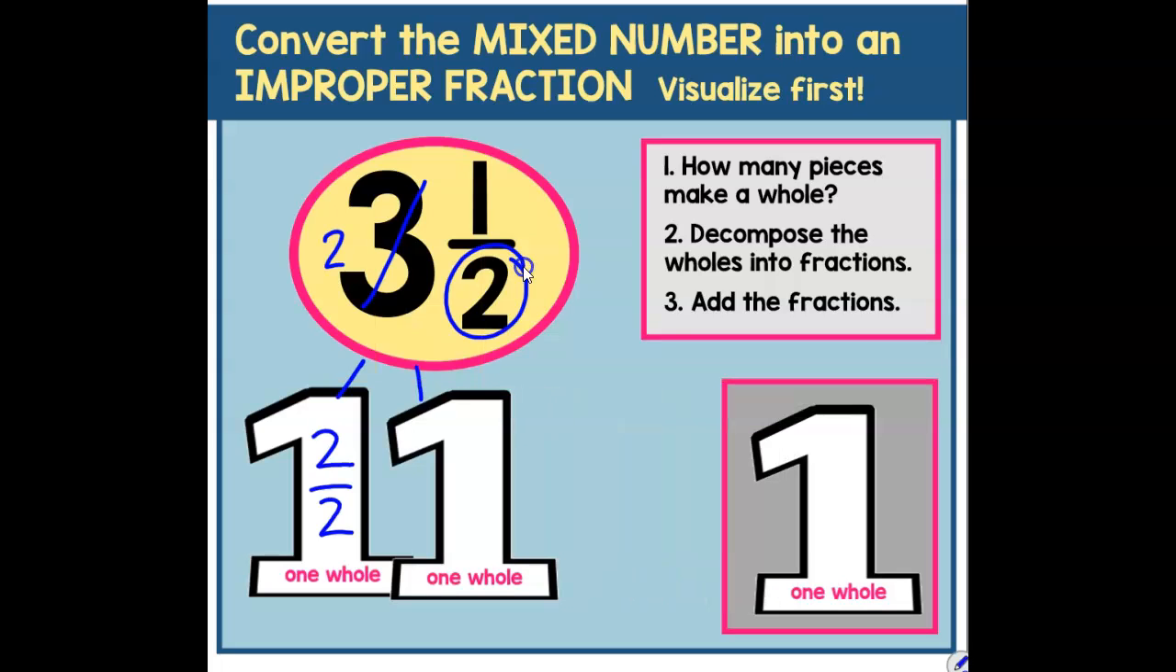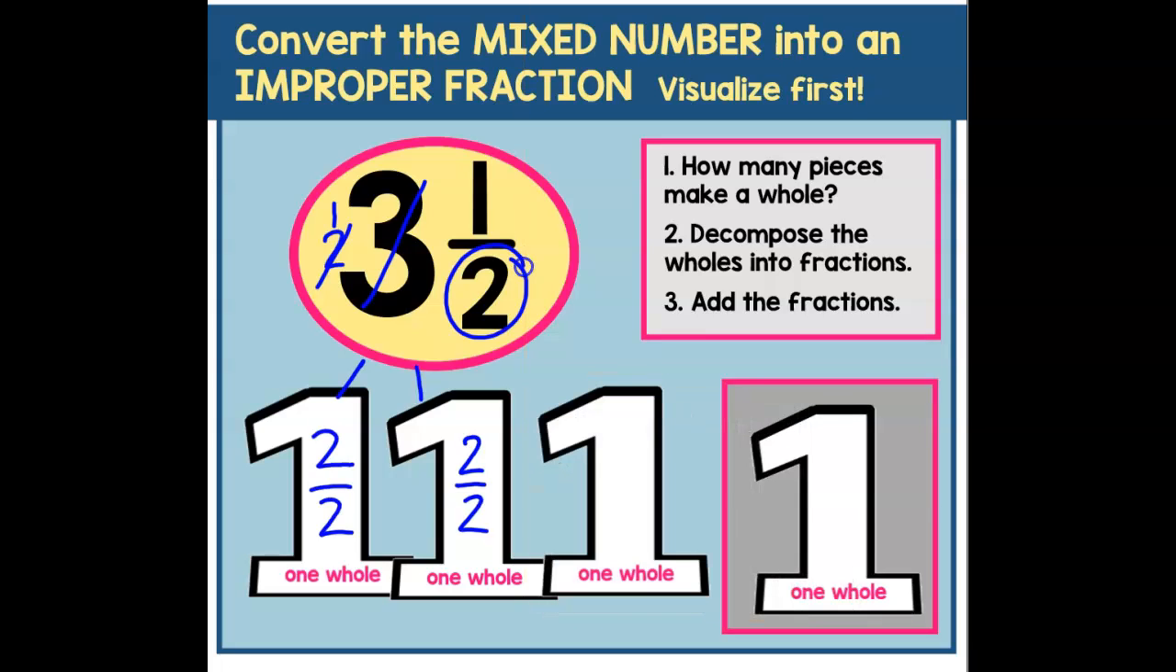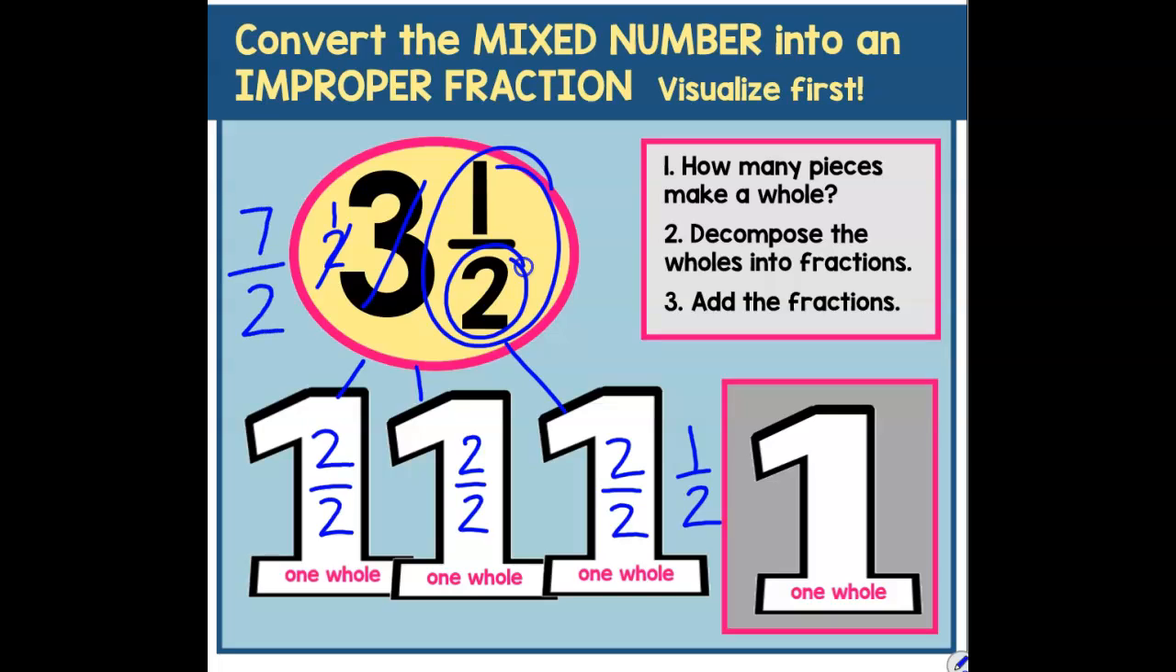Okay, so now I have to take out another 2 halves. So now I'm down to 1 and 1/2. I need another whole. I can decompose it to another whole number, which would be another 2 halves. And now all I have left is my 1/2. So I'm going to count 2 halves, 4 halves, 6 halves. One more would be 7 halves. 7 halves is the same as 3 and 1/2.